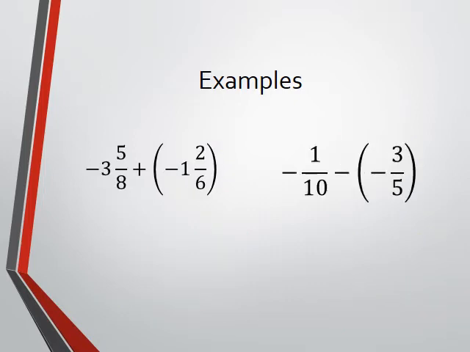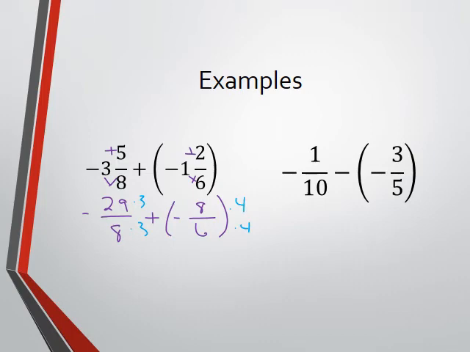Let's look at 2 more problems. Before I can actually work on this, I'm going to have to change it to an improper fraction. 8 times 3 is 24, plus 5 is 29, so I will have negative 29 over 8, plus negative 6 times 1 is 6, plus 2 is 8 over 6. Now, just like before, my common denominator here is 24, not 48. So, to get 8 to 24, I'm going to multiply by 3. To get 6 to 24, I'm going to multiply by 4.